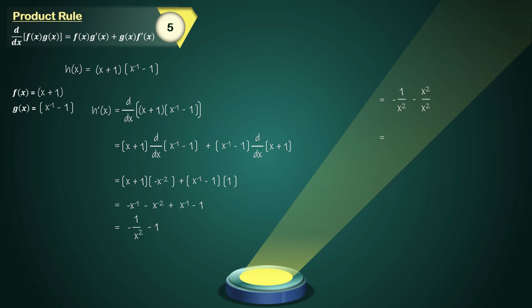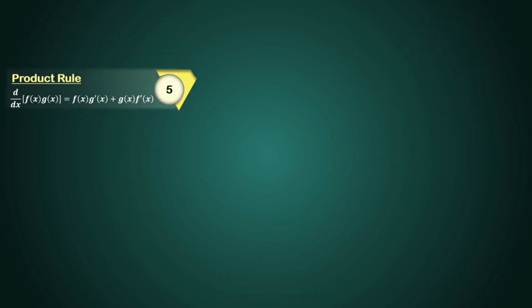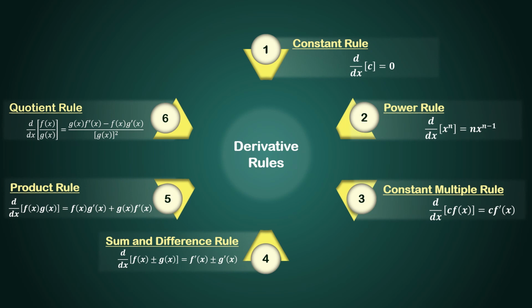Get the difference, and it is equal to negative 1 minus x squared all over x squared. This is now the derivative of our function. And there you have it. How to use product rule of differentiation in finding the derivative of a function.